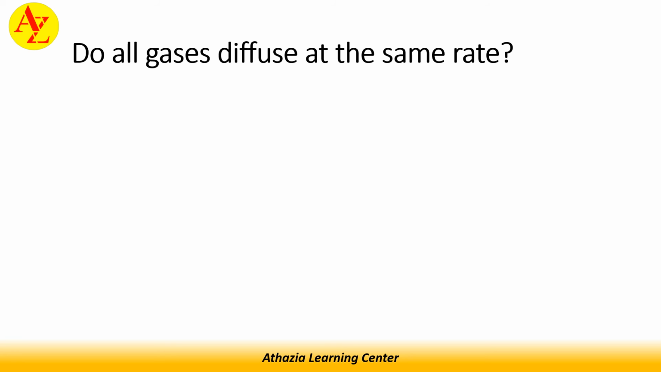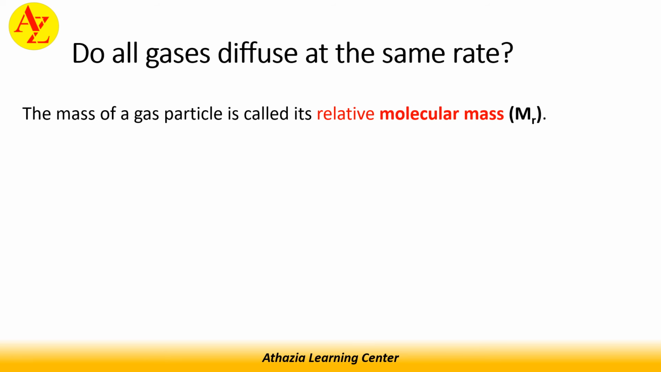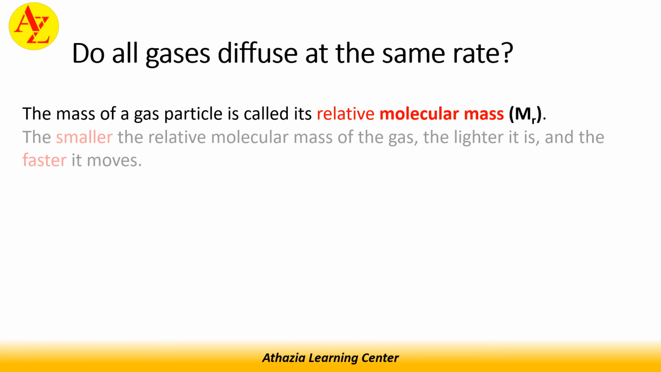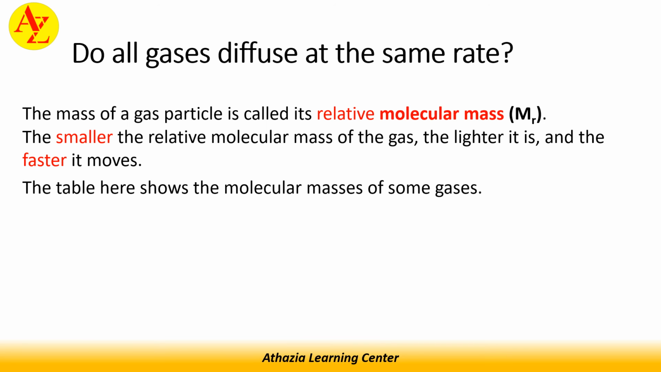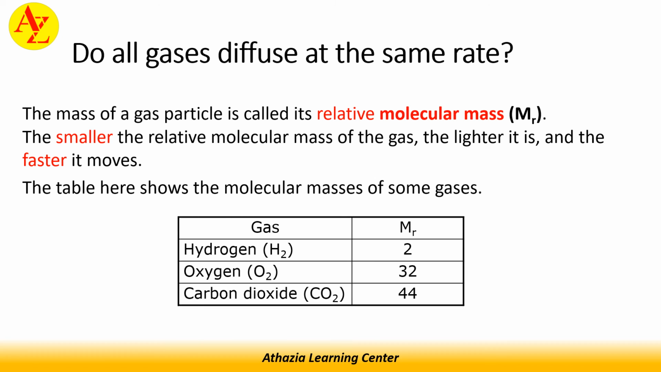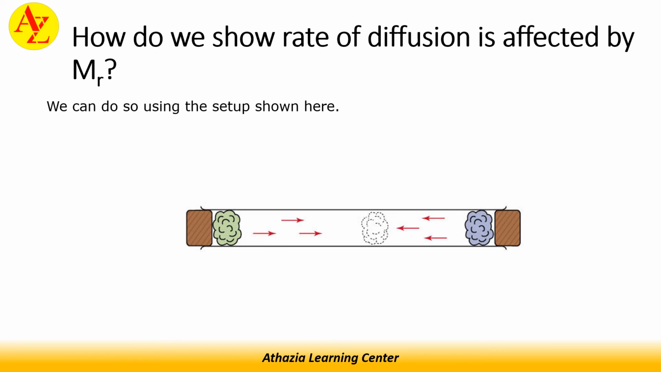Do all gases diffuse at the same rate? The mass of a gas particle is called its relative molecular mass. The smaller the relative molecular mass of the gas, the lighter it is, and the faster it moves. The table here shows the molecular masses of some gases. Hydrogen's Mr is 2, oxygen's Mr is 32, and carbon dioxide's Mr is 44.